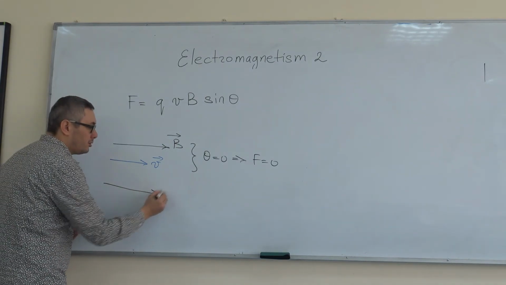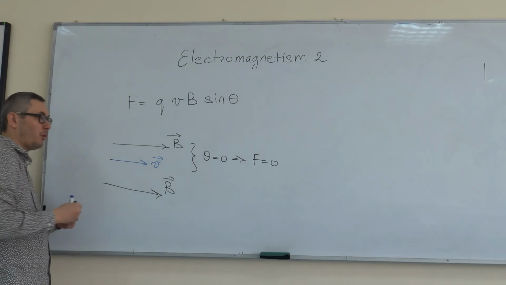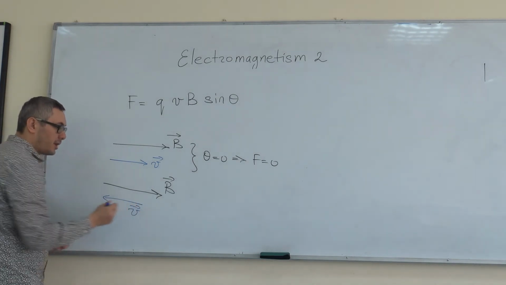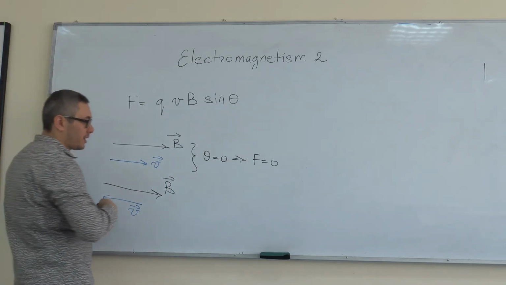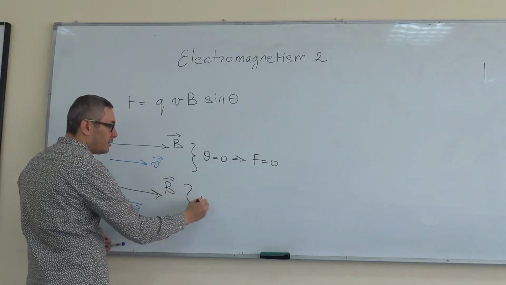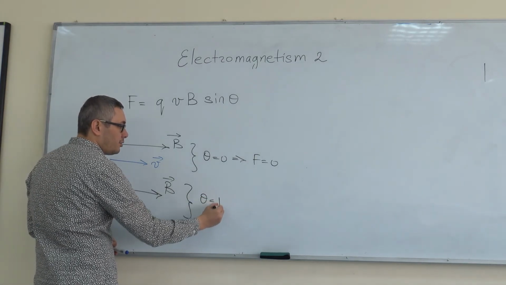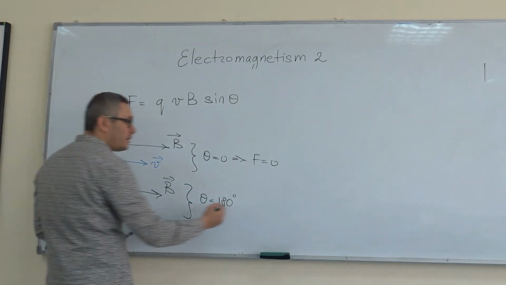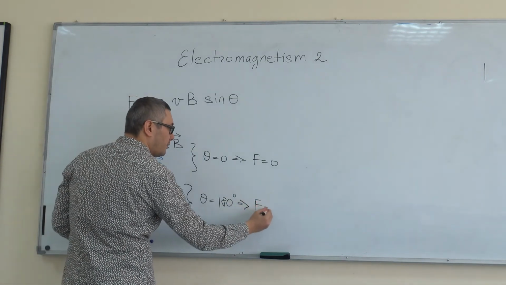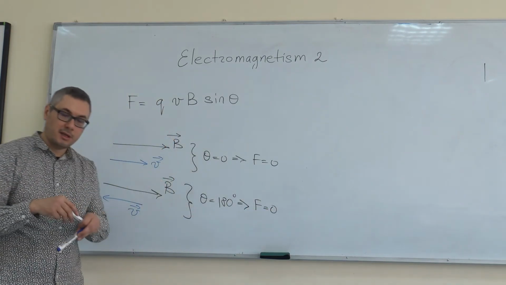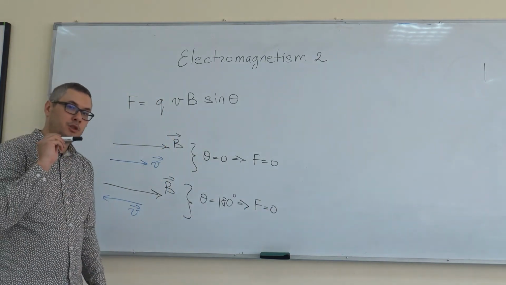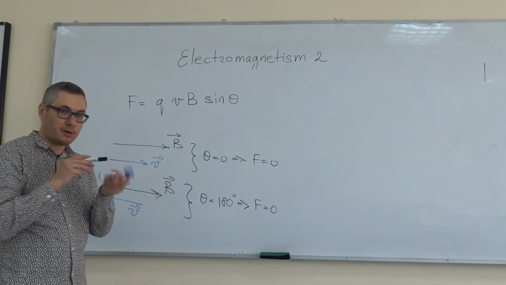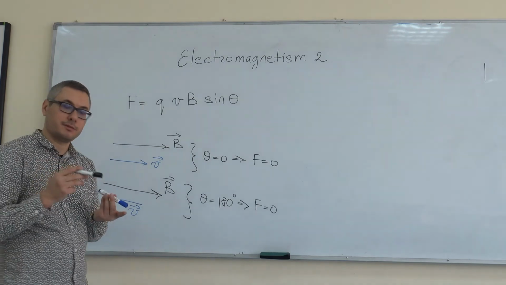The same thing is true when the velocity of the particle is anti-parallel to the magnetic field. In other words, it's pointing in the opposite direction. Well, this means that theta between the two is equal to 180. But sine of 180 is still 0, so you get force equals 0. So the conclusion is, when the charged particle velocity is along the magnetic field, parallel or anti-parallel, it experiences no force.